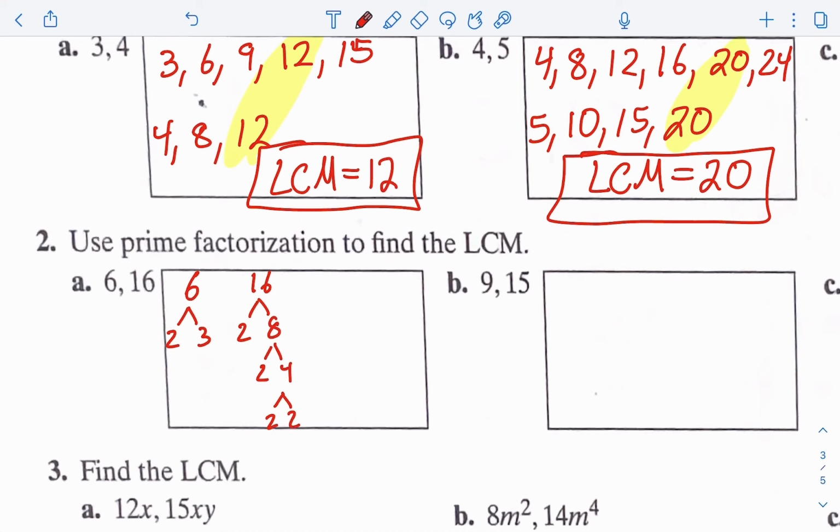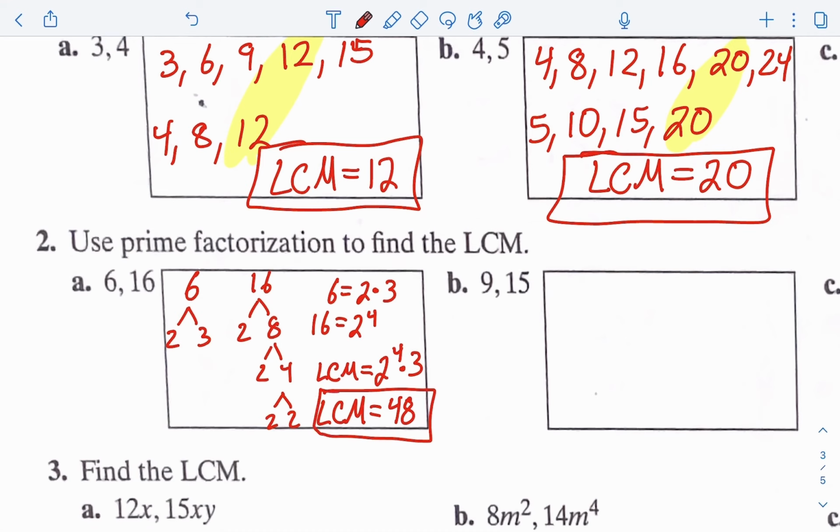Then you're going to set up your prime factors. So you have 6 equals 2 times 3. 16 equals 2 to the 4th, right? Then I'm going to say LCM equals, and I bring down one of every type of thing. So I have to bring down some 2 and some 3, but I want to bring down the one with the highest exponent. So I'm going to have 2 to the 4th times 3, which means that my LCM is 2 times 2 times 2 times 2 times 3, which is going to give me 48.